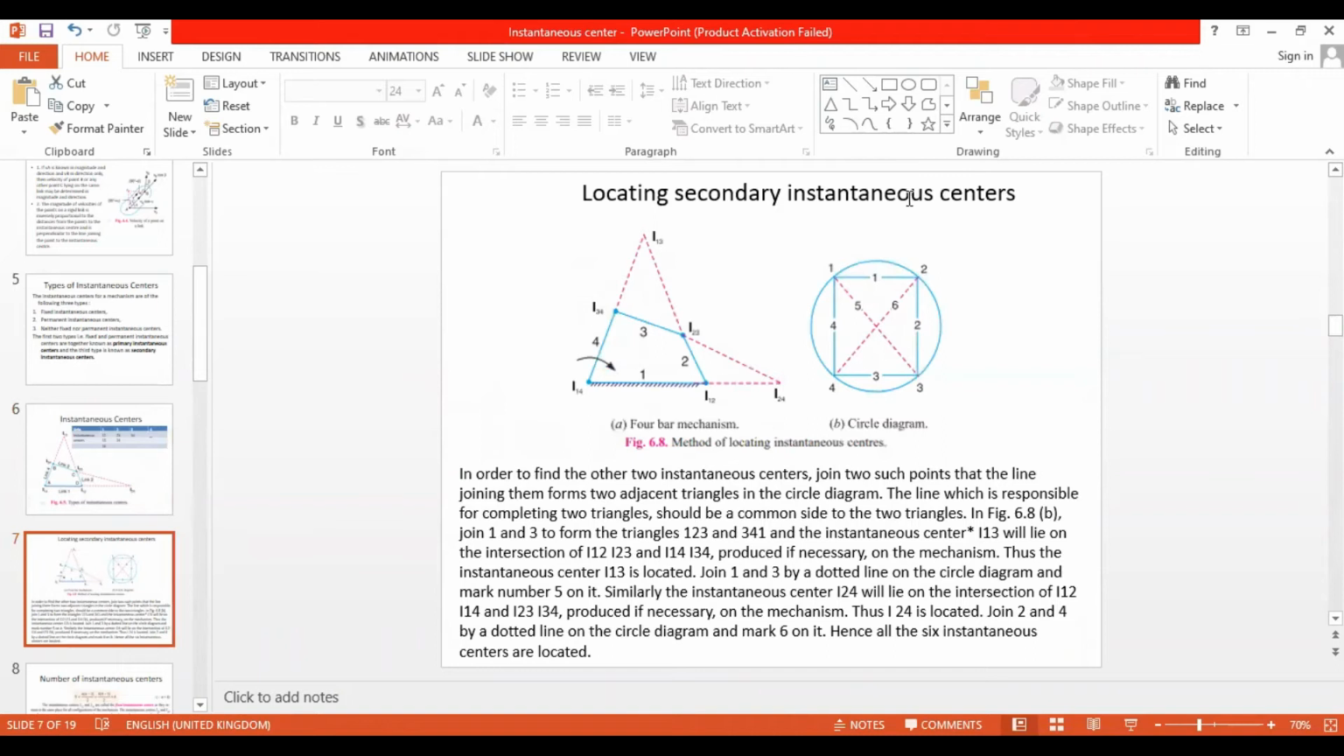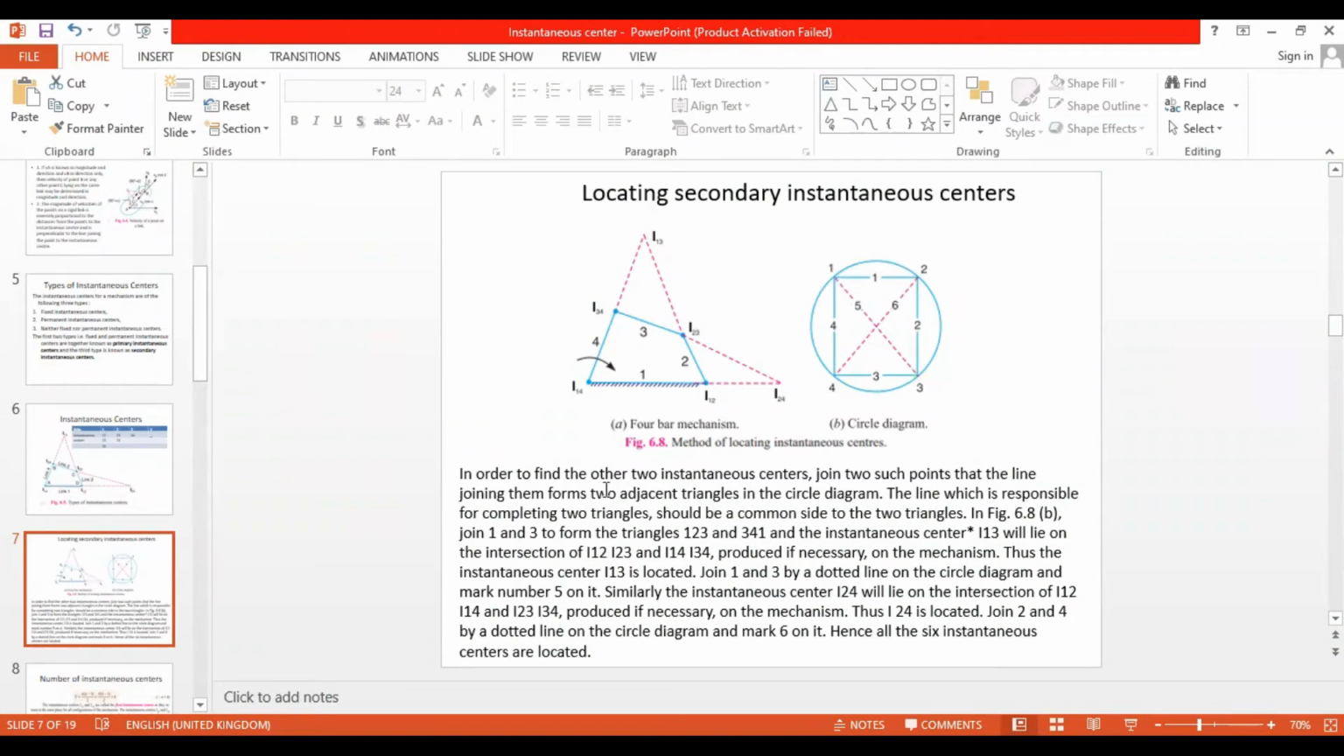Okay, locating the secondary instantaneous centers. So this is a link which you have seen in the previous diagram, the 4-bar mechanism. In order to locate these 2, what we have to do is just draw a circle, just a circle. And then you need to mark these 4 links, 1, 2, 3, and 4, right? So we will mark it as 1, 2, 3, and 4. Then you have to join them.